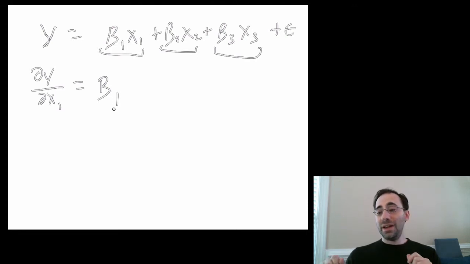Let me say that again. Beta 1 is the marginal rate of change in the dependent variable y with respect to the independent variable x1, holding all other independent variables in your model, here x2 and x3, constant. Note, it does not hold variables you don't consider in your model constant. It only holds constant the variables that you consider in your linear model.